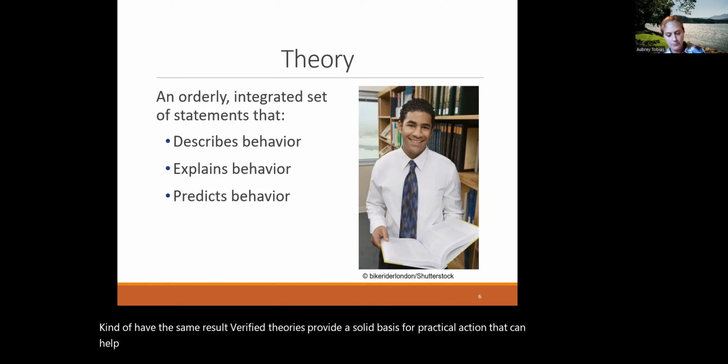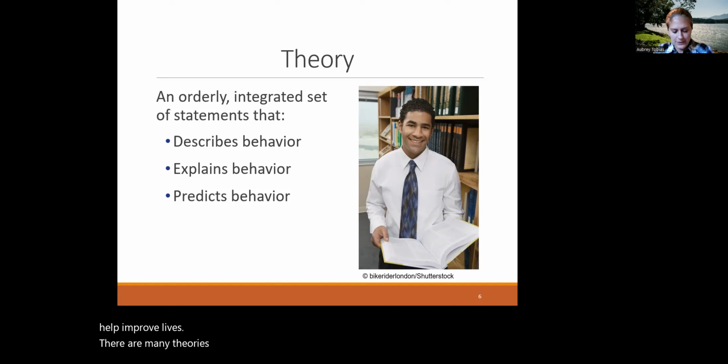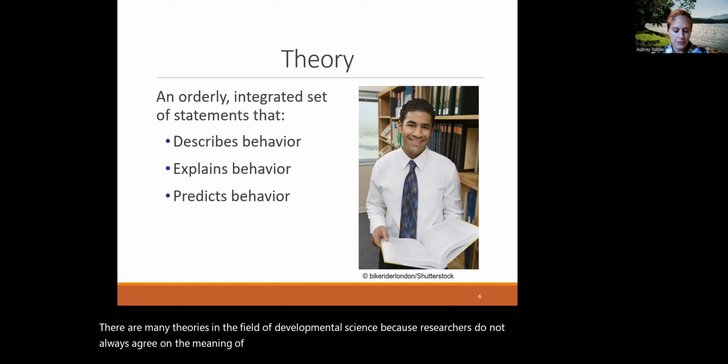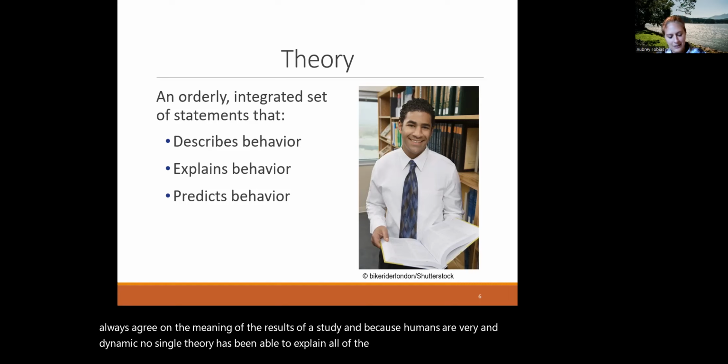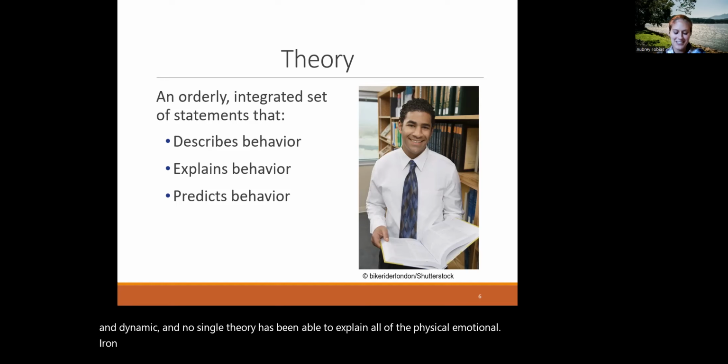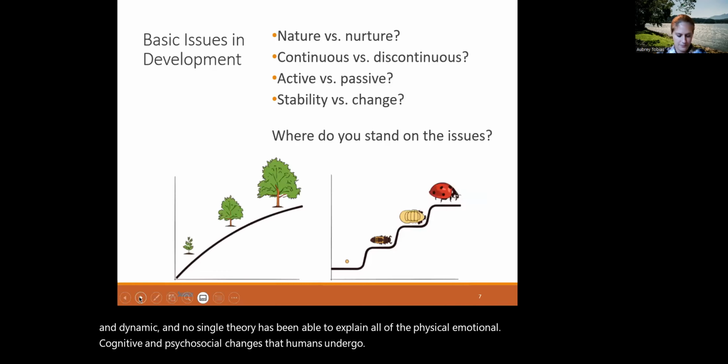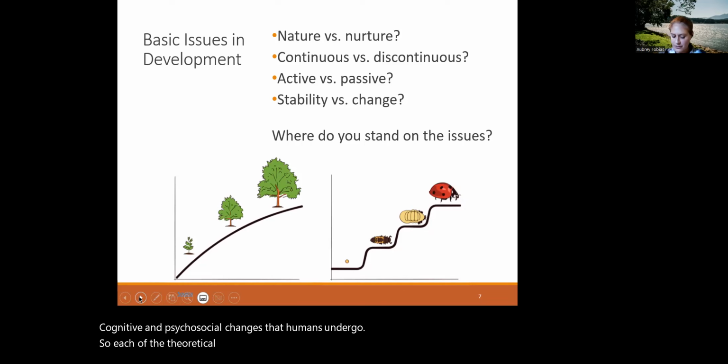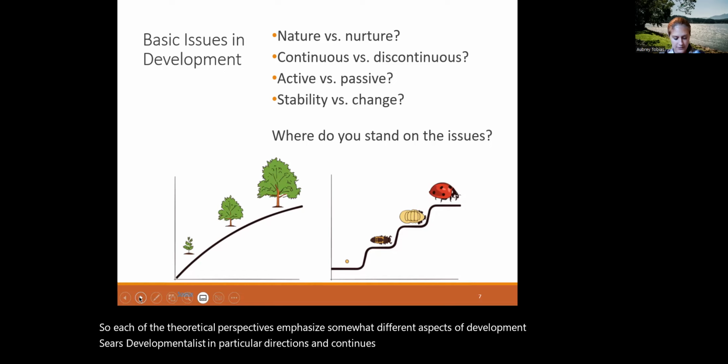improve lives. There are many theories in the field of developmental science because researchers do not always agree on the meaning of the results of a study, and because humans are very complex and dynamic. No single theory has been able to explain all of the physical, emotional, cognitive, and psychosocial changes that humans undergo. So each of the theoretical perspectives emphasize somewhat different aspects of development, steers developmentalists in particular directions, and continues to evolve as new research is conducted.